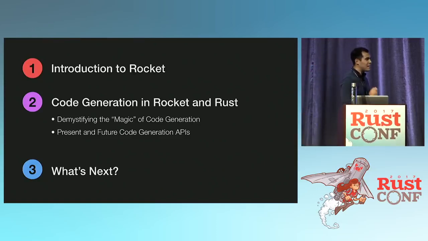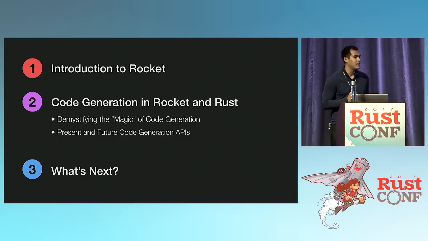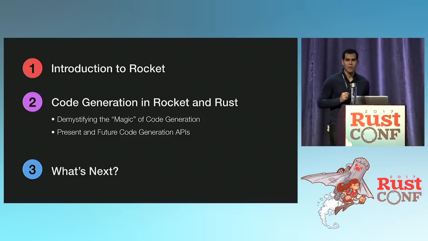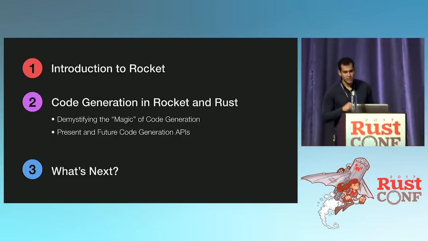I think code generation isn't magic. I think monkey patching and Ruby mixins are magic, but not code generation. And in doing so, I want to show you very briefly what the code generation APIs look like. And when I say that, I mean the procedural macro APIs, which are very similar to what you can do now with Derive, if you've used that.